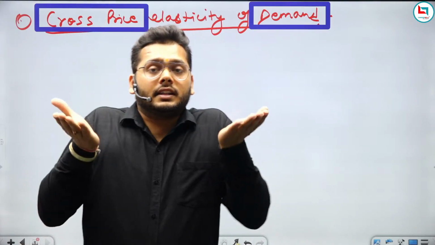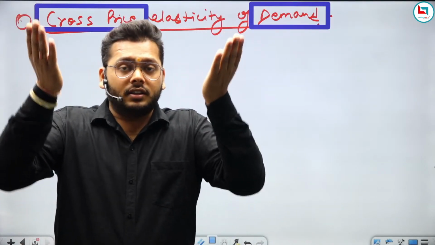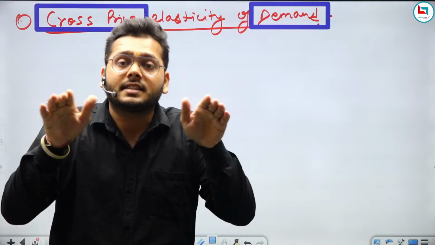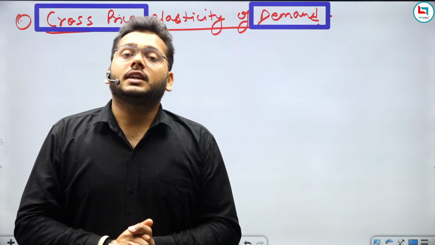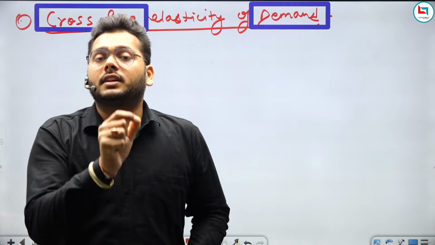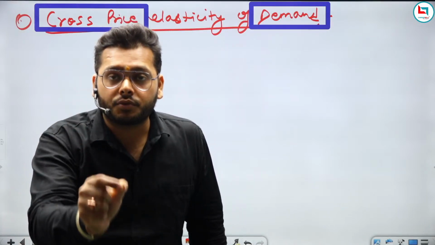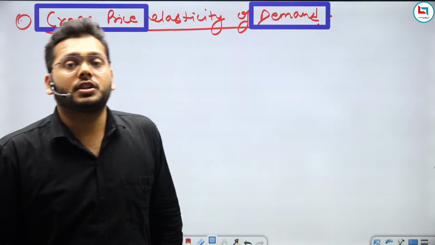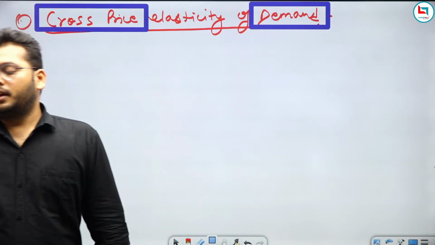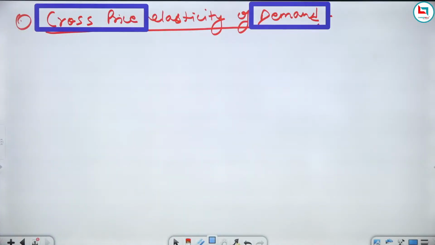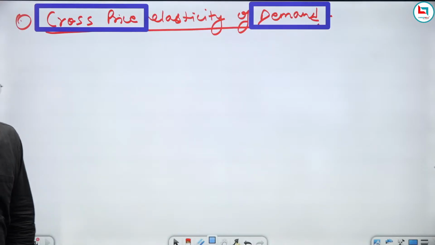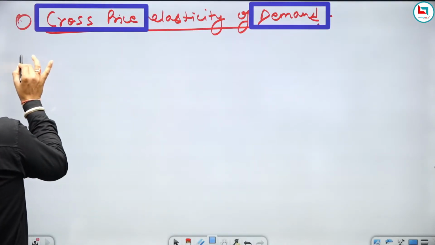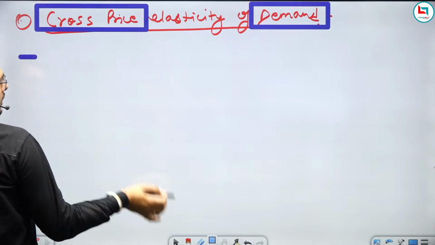It means there is a positive relation between the two goods because they are similar to each other. That is why this effect is known as the substitution effect. Am I clear to everyone? So in which type do you get this cross price elasticity of demand?